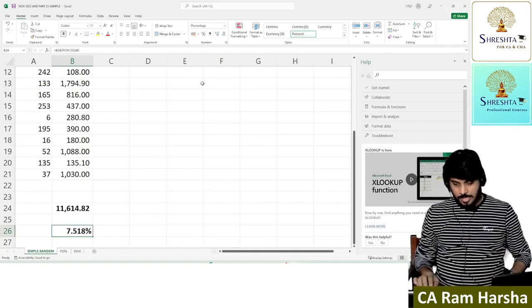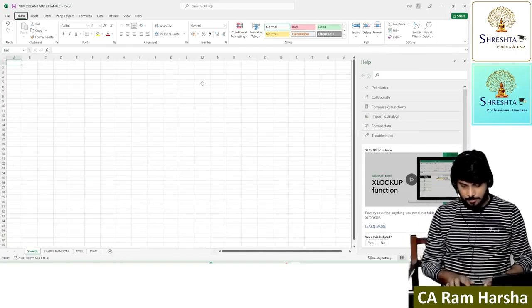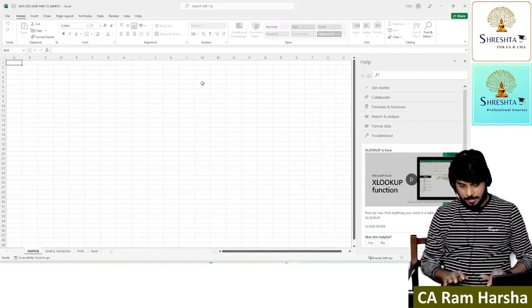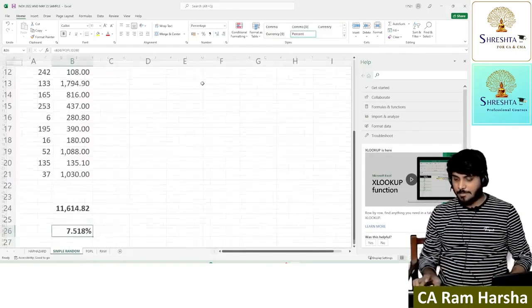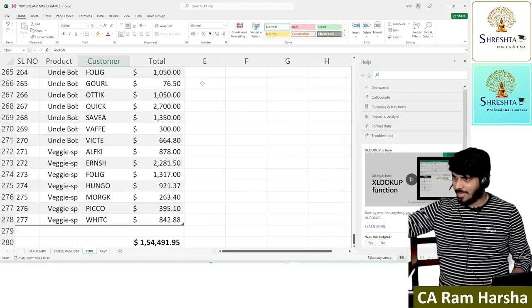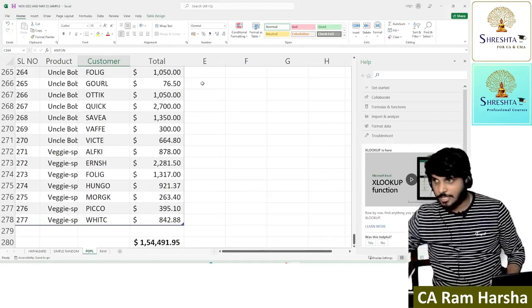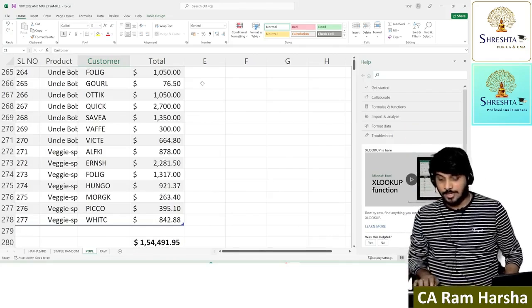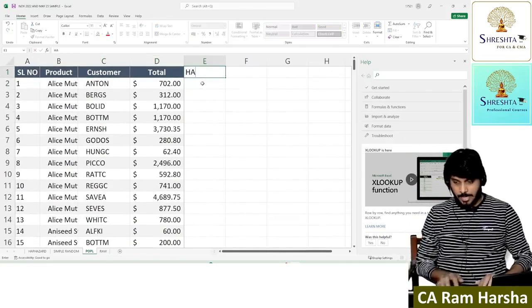Correct? Now I will apply haphazard sampling. Haphazard sampling means I am selecting randomly, but I am not using random number tables. Now haphazard selection.